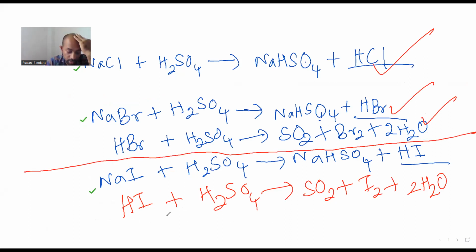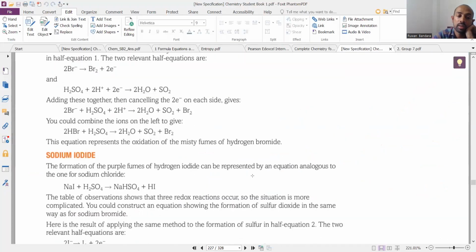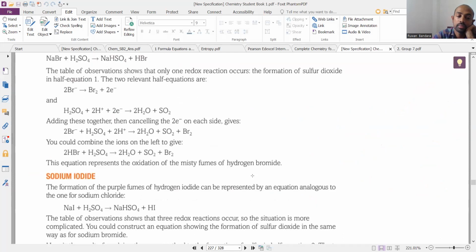Now, looking at this, sodium iodide will react similar to sodium chloride as well as sodium bromide. Okay? And the first two reactions are the same. We'll write those two first. Then write down the reaction of sodium iodide with concentrated sulfuric acid. All the time this is concentrated sulfuric acid.